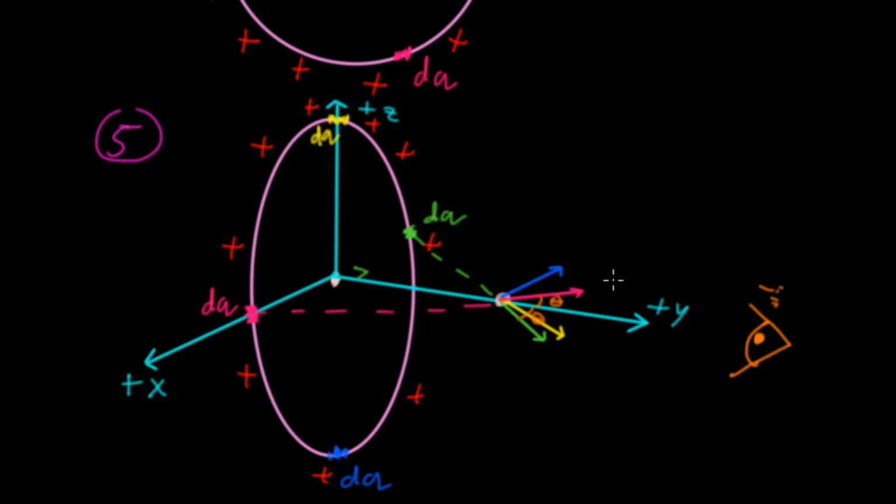So what we end up noticing is that a component of either electric field vector ends up canceling. Before I actually draw these two, let's talk about what happened with the green and the pink vectors here.